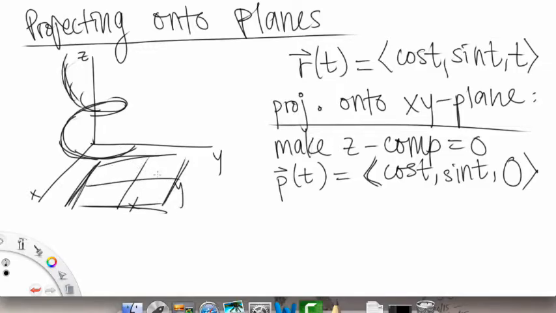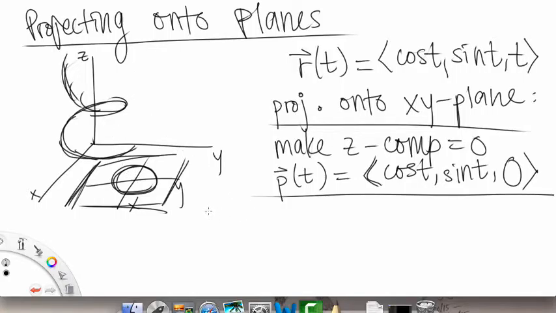What that would give us is actually just a circle, right? Because if you see the graph here, all we have is cosine t, sine t. So this is actually just the unit circle, right? So that's what we have on the xy plane. That's our projection there. That's what we would get if we shine a flashlight straight down on this graph. That's what would appear on the xy plane.